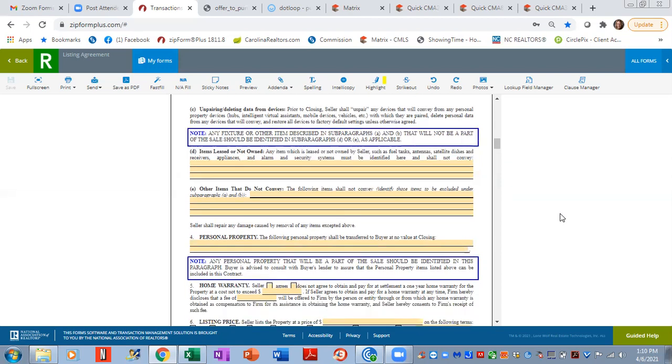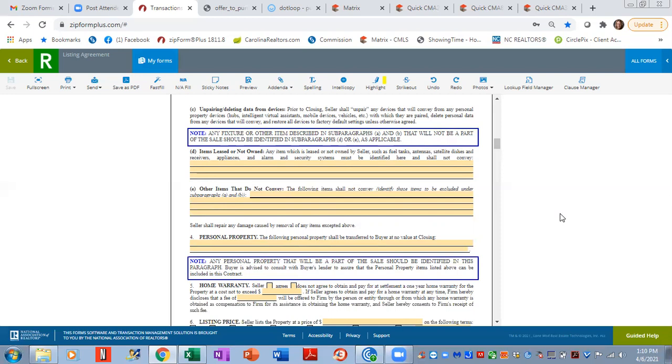Any item that does not convey. So if they have a family light fixture that was passed on from their great aunt and they do not want to sell that, they need to really replace it before you take pictures. It's harder to negotiate. Well, you can say that it doesn't convey, but you don't need to be advertising it in pictures if it's not going to stay with the house.